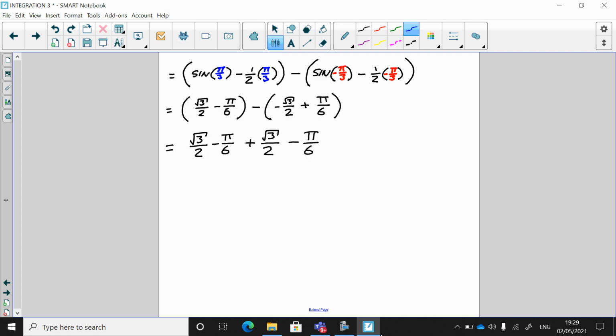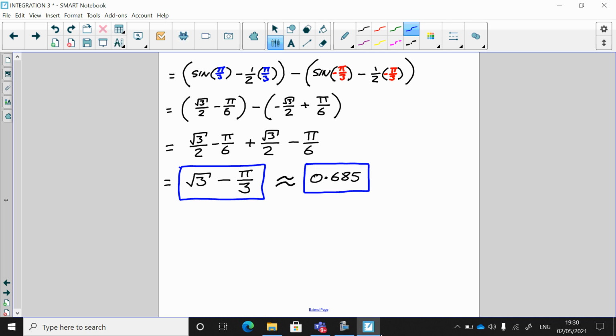Apologies. Right. Root 3 over 2 plus root 3 over 2 is 2 root 3 over 2, it's root 3. Negative pi over 6, take away pi over 6, negative 2 pi over 6 is negative pi over 3. Right. Okay. That answer will be fine there, folks. That's a beautiful mathematical answer. But sometimes you like decimals, so you might want to decimalize that. That's fine. So I would leave it as that there.